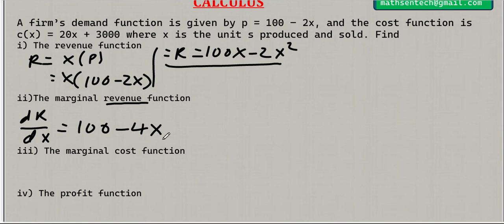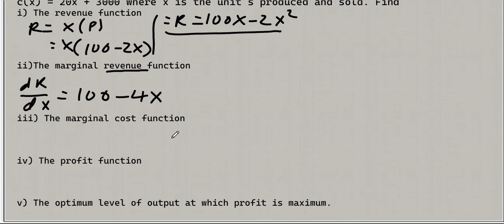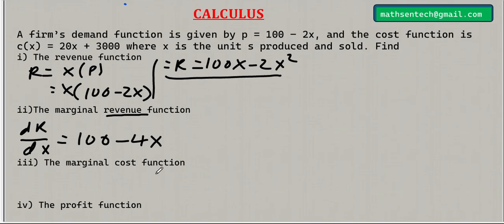The next one is the marginal cost function. First of all, this is the cost you incur by producing one extra unit. So how do you get the marginal cost? By differentiating the cost function. So differentiate the cost function which we have here, which is C. So dC by dx will be, remember we are differentiating this function here, that will be 20. So when you differentiate the cost function, you actually just get 20. So 20 is your marginal cost function.